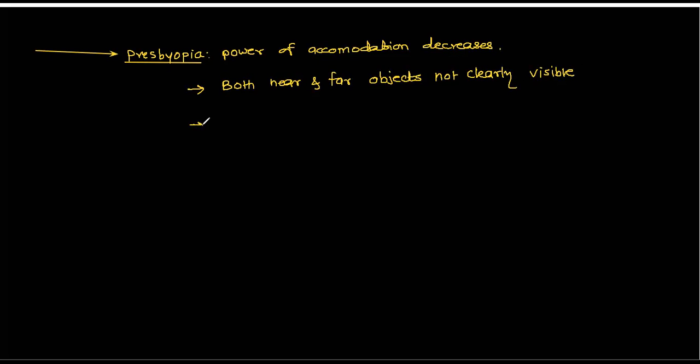And correction of this type of defect is you should use bifocal lens. Bifocal lens means a mixture of both concave and convex. This is all about presbyopia.